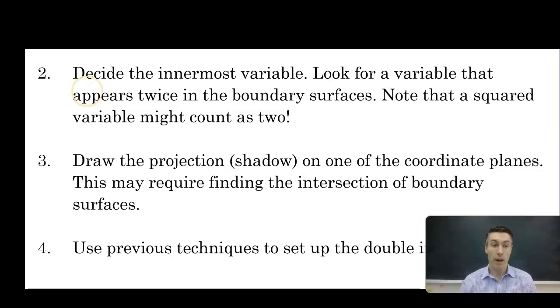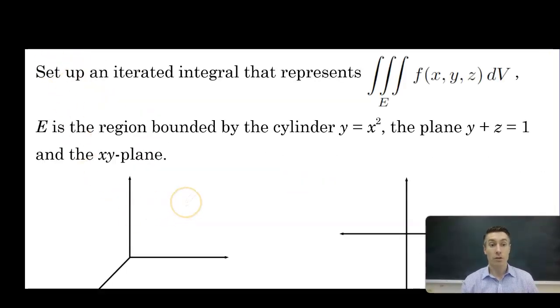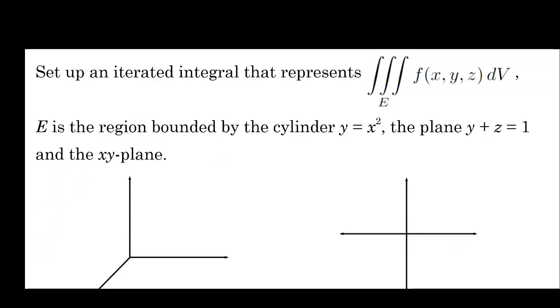So one last example that I want you to try. Set up the triple integral of the function where E is the region bounded by the cylinder y equals x squared, the plane y plus z equals 1, and the xy plane. And the nice thing about this example is it can be projected into any of the coordinate planes. So you have some flexibility. I want you to try it. I'm going to write up all three ways. So when you play the video, find the part that looks like the one that you did.